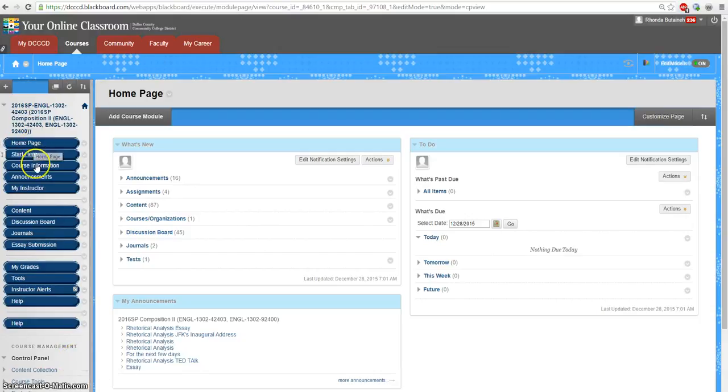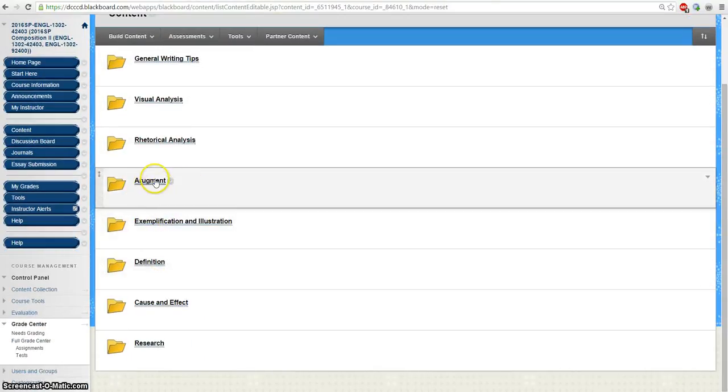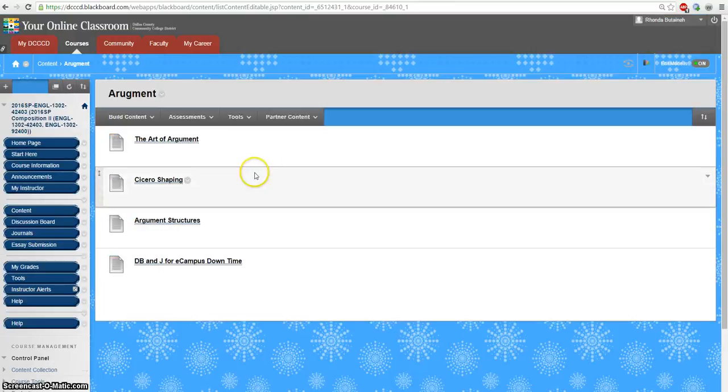You, as always, need some documents. In your content folders, we are down here, argument. You need the art of argument. These are notes. Cicero's shaping. Cicero is the classical argument structure. You'll hear that over and over again in other writing courses. This is the structure most people fall to, and it's easy and logical. Here, argument structures, there's two other formats, and I'll show you those as well.